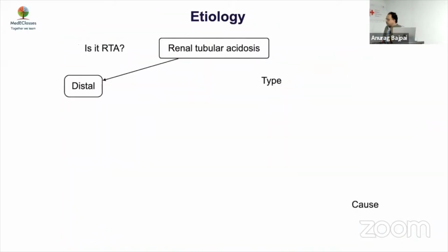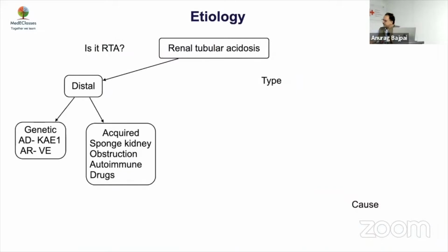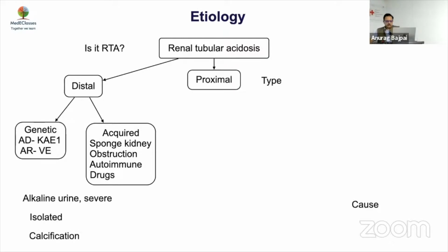So renal tubular acidosis can be distal, which can be genetic or acquired. Now, this is very important. We'll show you how it is important in one of our cases, particularly obstruction and autoimmunity. This will be alkaline urine, which is severe, isolated, with calcification.